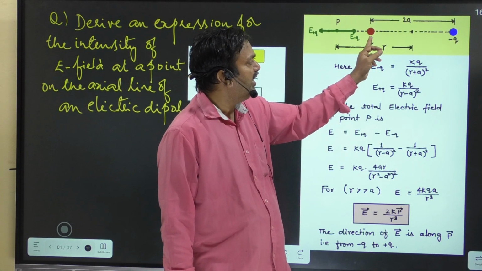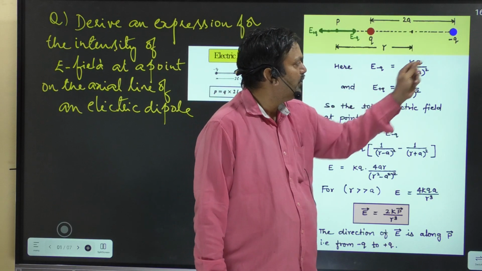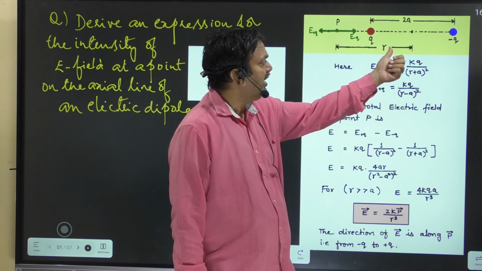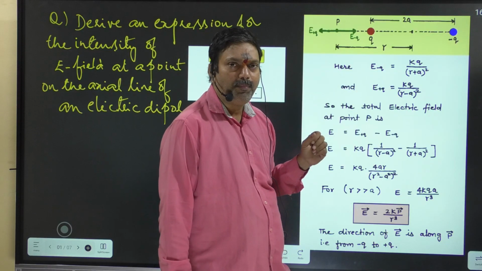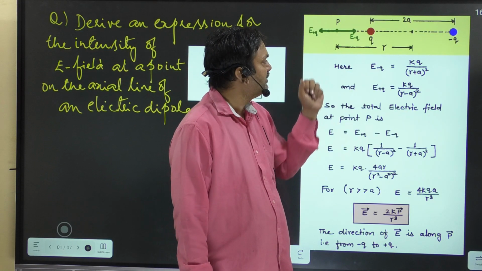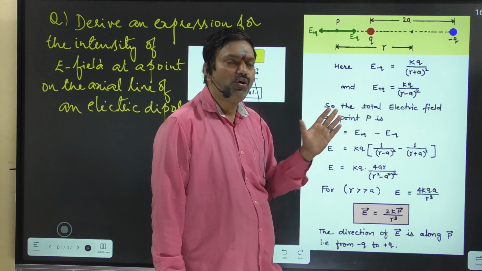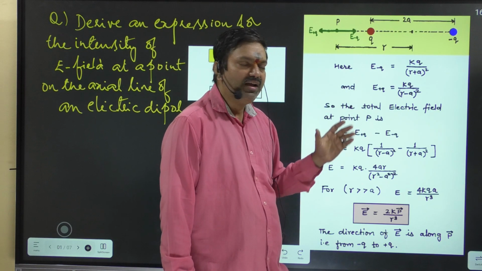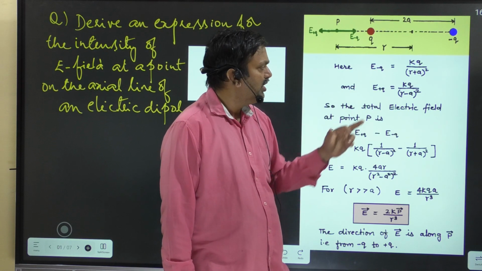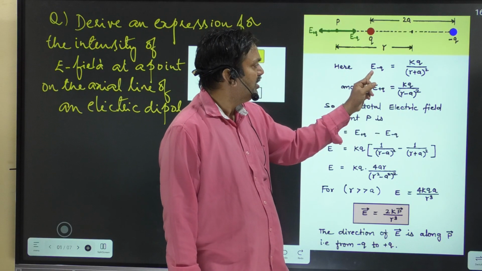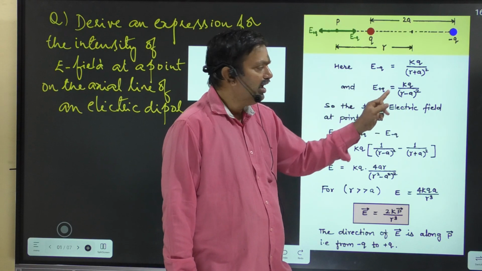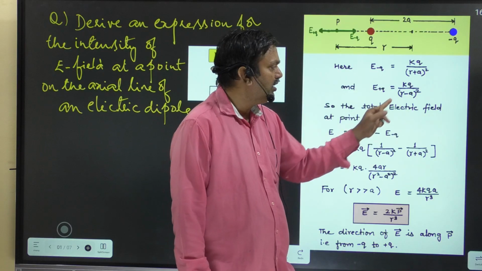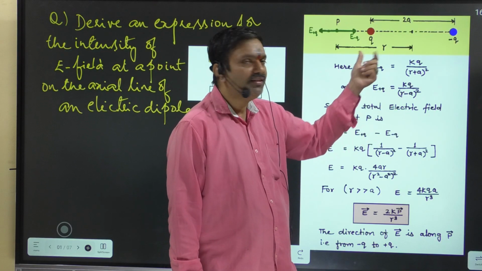As you see here, these are the two charges, one positive and one negative, separated by a distance of 2A units. Now I am taking from the center of the dipole a point P on the axis of the dipole, at a distance of R units. We know that the intensity of electric field is the force experienced by a unit positive charge. So because of the positive charge, electric field is equal to K, that is 1 by 4 pi epsilon naught, into the charge Q divided by the distance square.